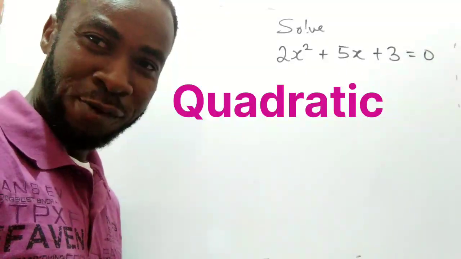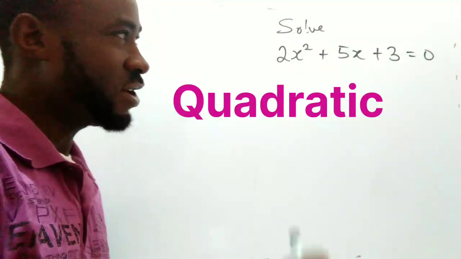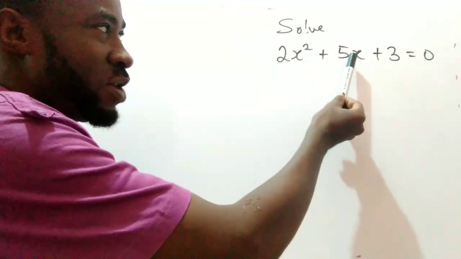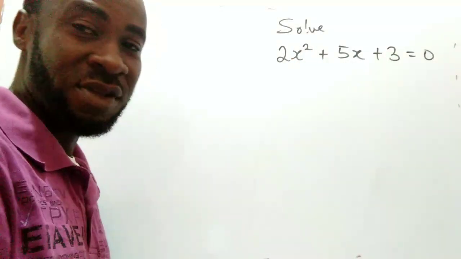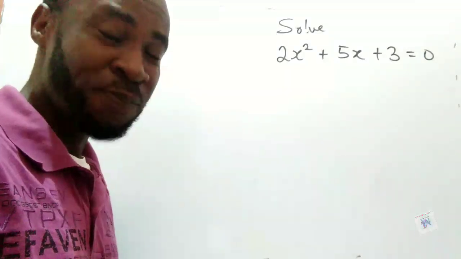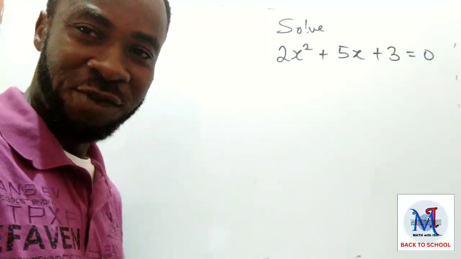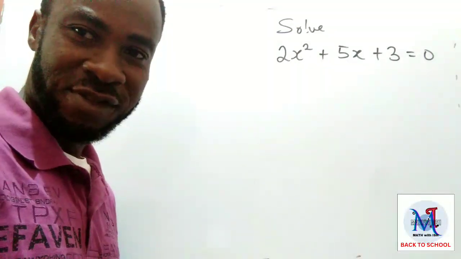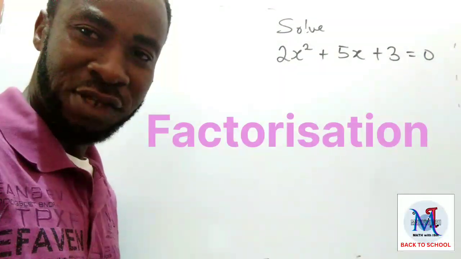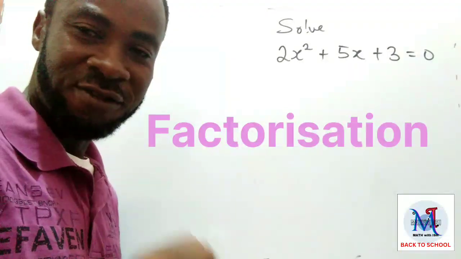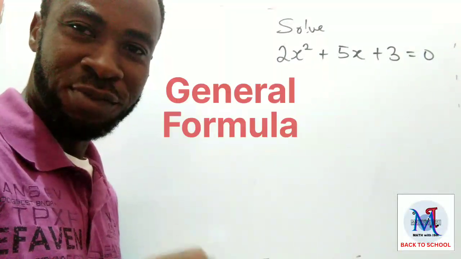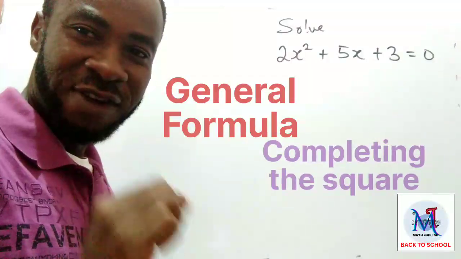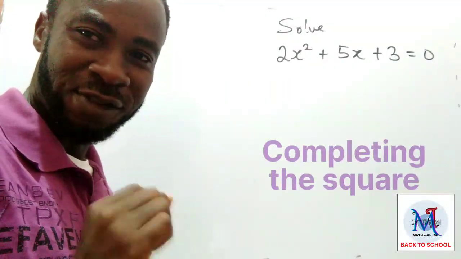Okay, so let's go. Anytime you see an equation in this form, where the first term has an x squared, we have an x term and then a constant term, and it's being equated to 0, this is the standard form of a quadratic equation. We can solve this using three methods: either the factorization method, or the general formula method, or the completing the square method. However, we are going to start with the factorization method for now, for this week.